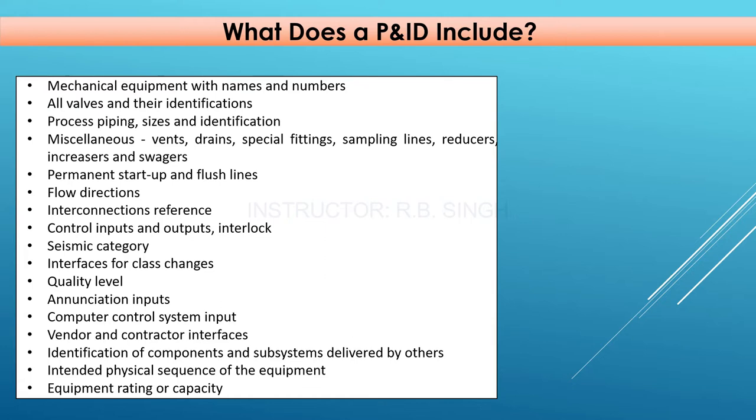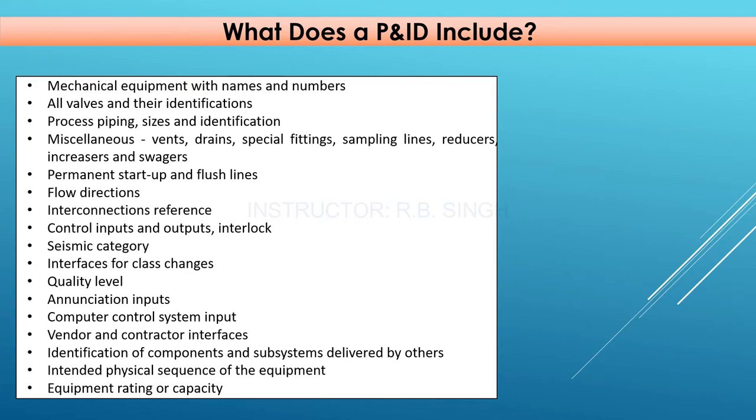Vendor and contractor interfaces. This is a very important thing. So there will be a scope defined, like what is the scope of the contractor and what is the scope of any particular vendor, that will be clearly defined. We can get these interfaces. Identification of components and subsystems delivered by others. A few packages will be delivered by others, like maybe some things will be in client scope, and some in other vendor package scope. So that can be clearly mentioned in the P&ID.